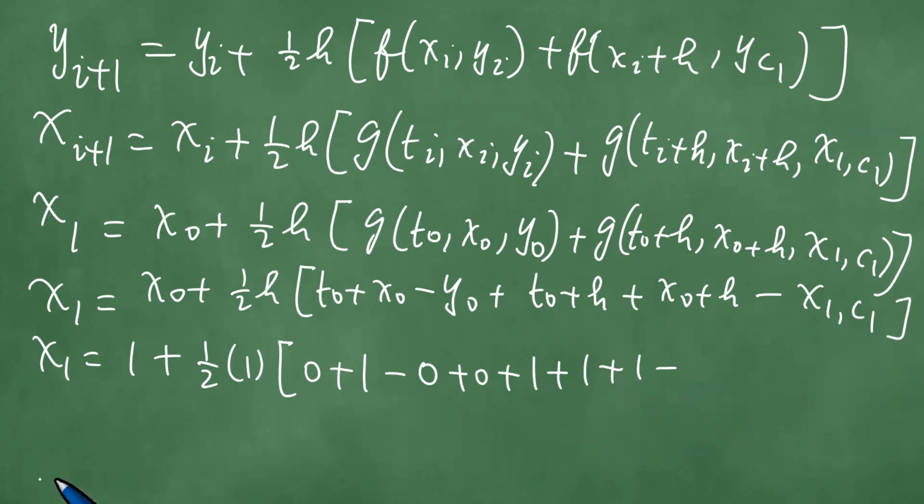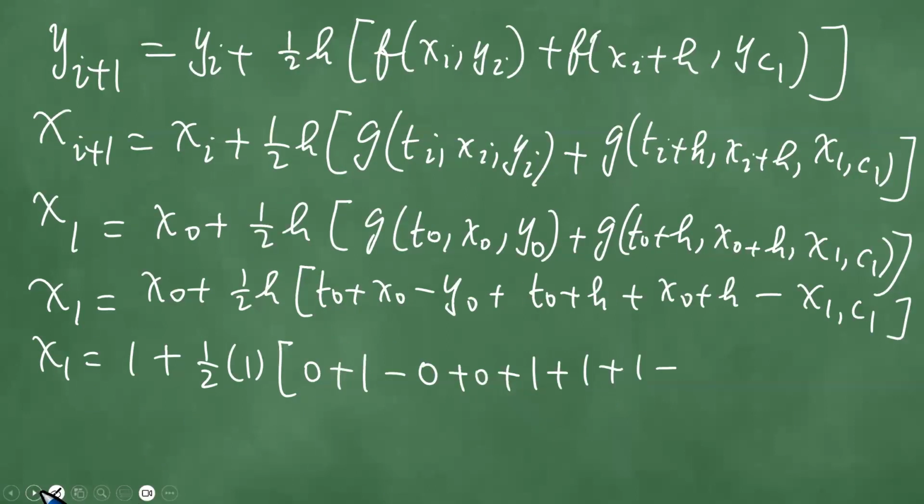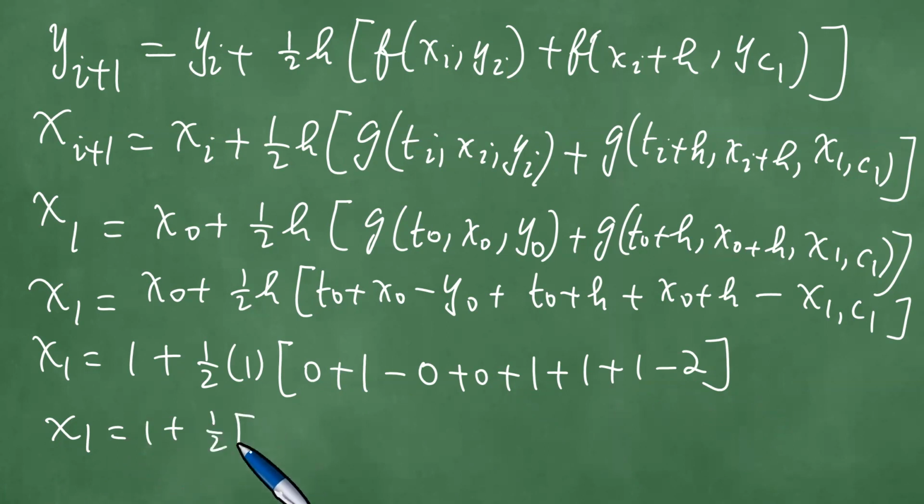Okay, now the x1 comma c1 was obtained before. The x1 comma c1 is 2. So which means x1 is that. So it is 1 plus 1 half. So this one is 1, 2, 3, 4. Okay, still 2. 1 plus 1 is 2.